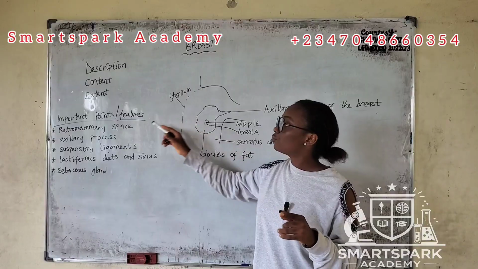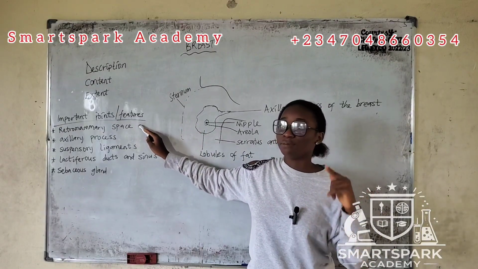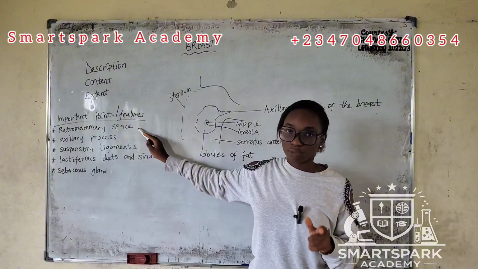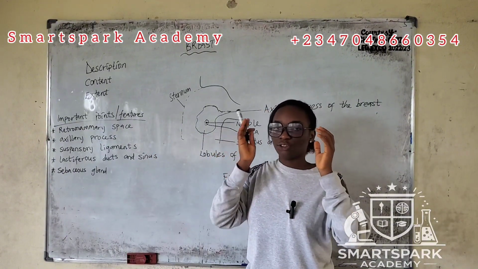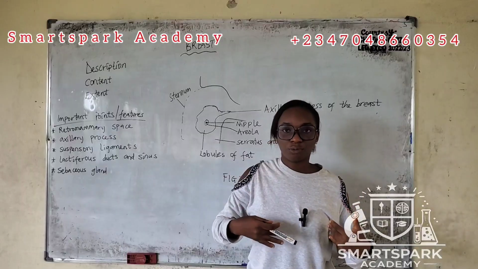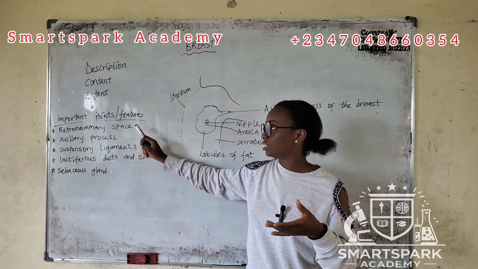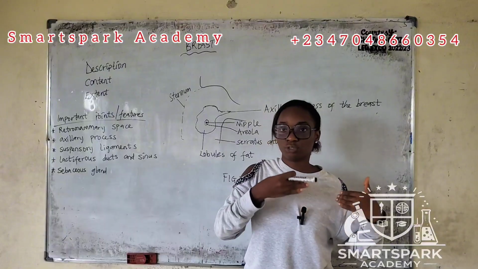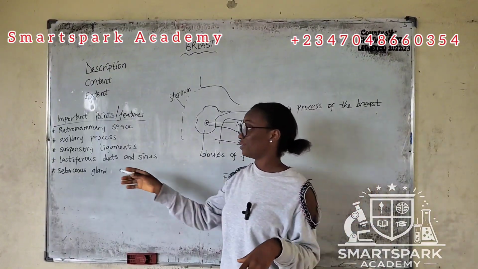Don't forget that retromammary space attaches the breast to the pectoralis major muscle, while the suspensory ligament attaches it to the skin. I don't know if you're getting it. Upwards and downwards. What attaches it upwards is the suspensory ligament to the skin, retromammary space attaching it downward to the pectoralis major muscle. Sorry for the breaks, by the way.